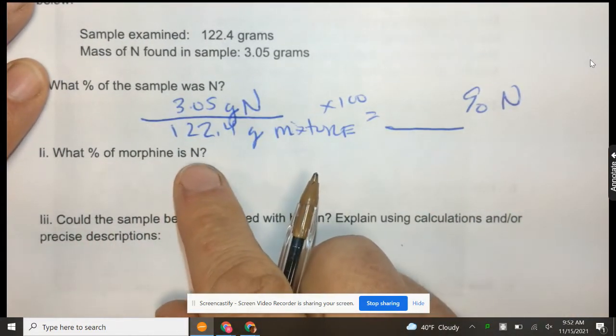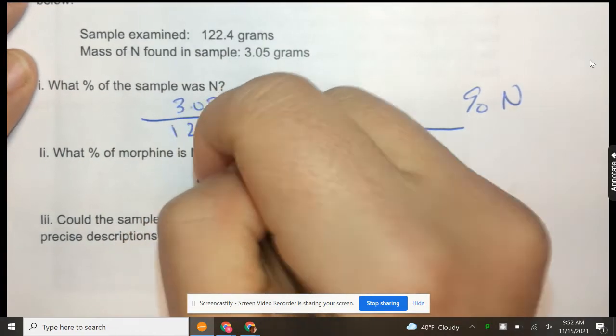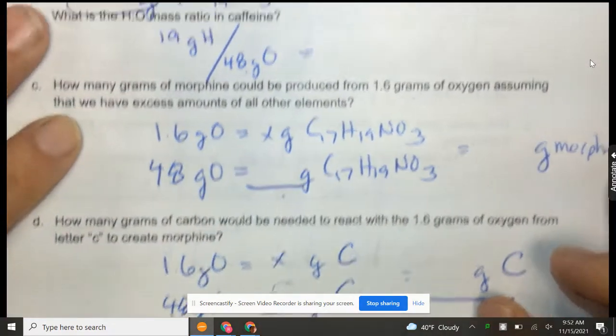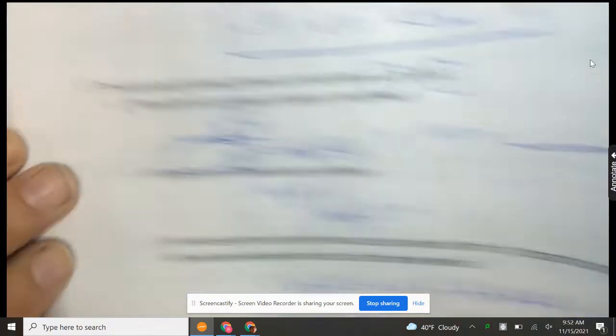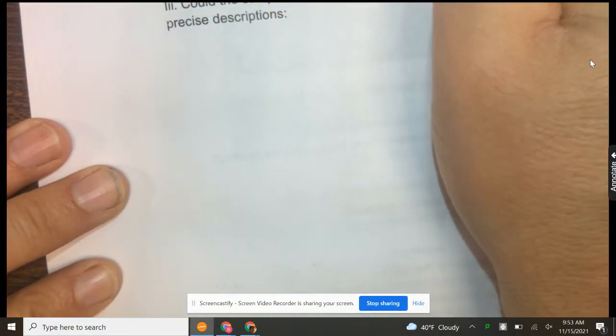What percentage of morphine is nitrogen? So for this, you just scooch over to this side. We've got 1 nitrogen in morphine. So nitrogen has a mass of 14 over the total mass of morphine, again, which came from the other side, times 100.